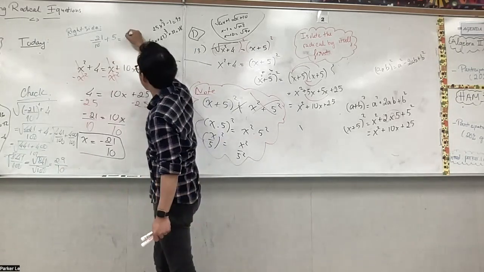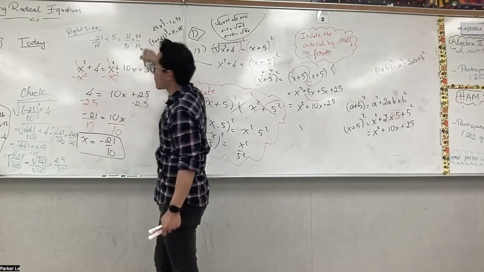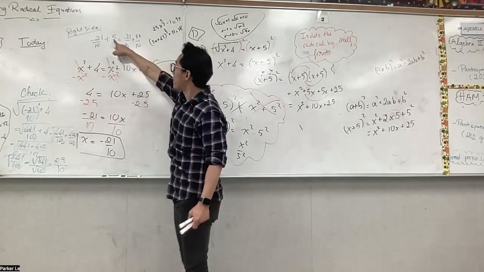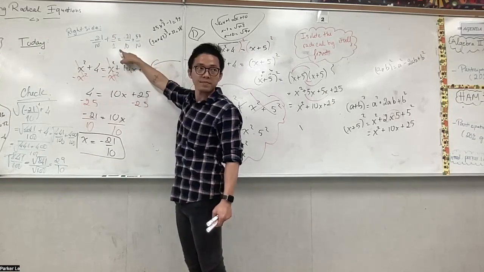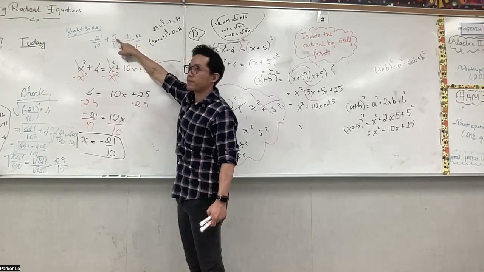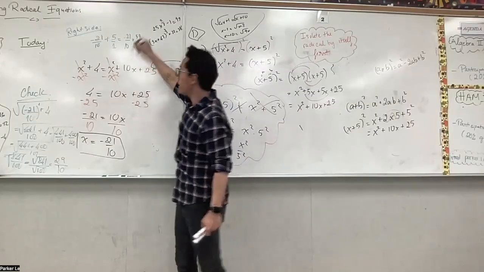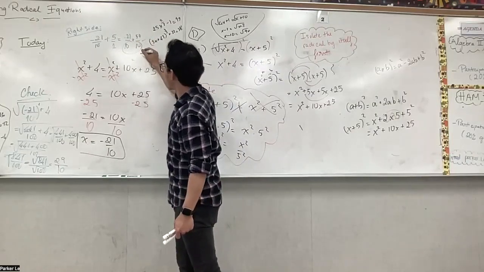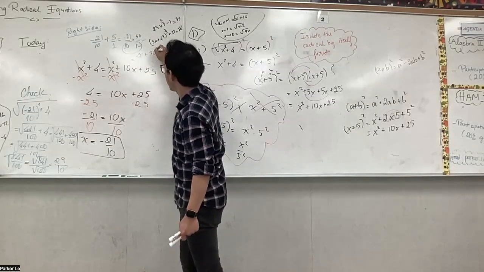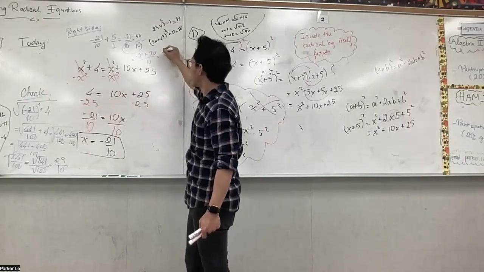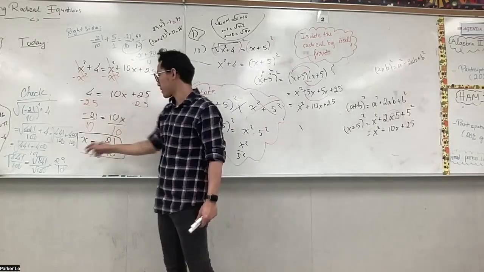So -21 over 10 plus 50 over 10. I multiply by 10. This is 5 over 1, so multiply by 10 to both of them. 5 times 10 is 50. 1 times 10 is 10. Now they have the same denominator. So we have -21 plus 50 over 10, 29 over 10. Does it equal? Yes. So this is the answer.